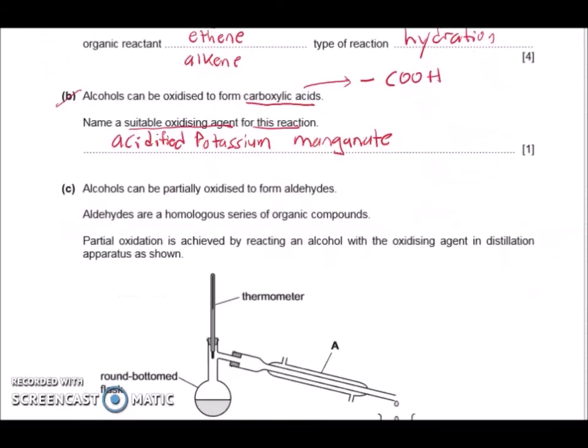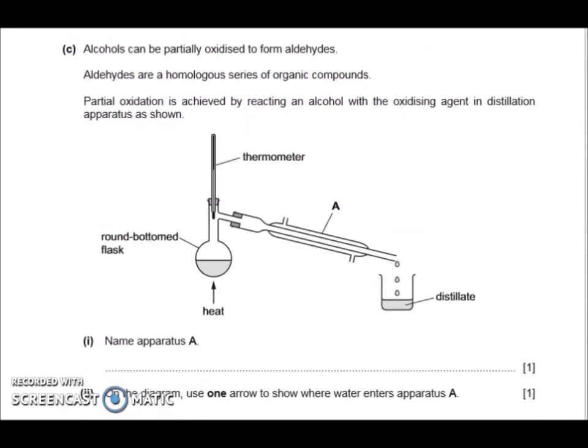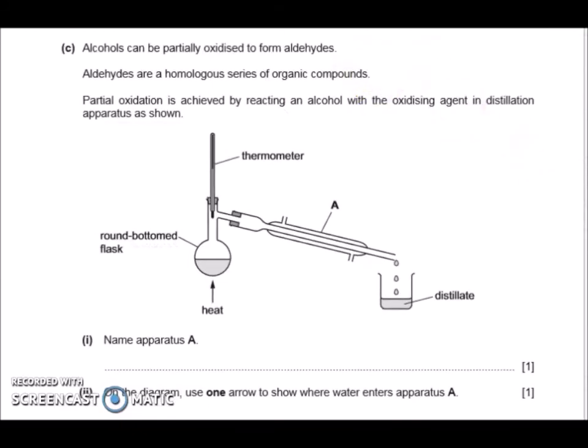Now we move to the next question here. Alcohol can be partially oxidized to form aldehyde. The functional group of aldehyde is C double bonded with O. They have a double bond with oxygen, so this is the functional group of this aldehyde. Aldehyde is a homologous series of organic compounds. Partial oxidation is achieved by reacting an alcohol with an oxidizing agent in distillation apparatus.